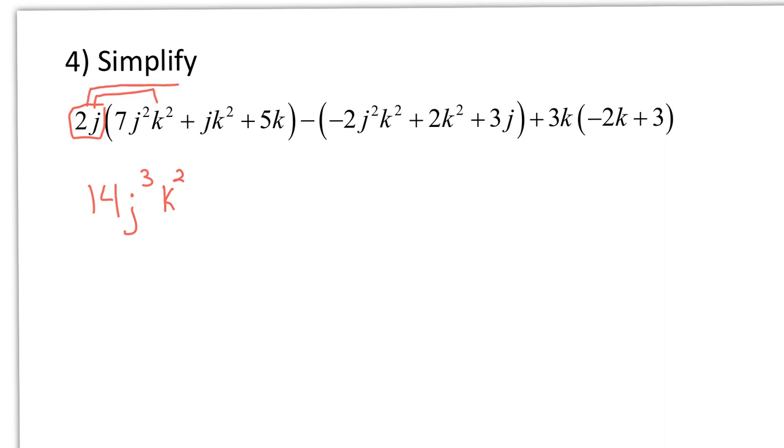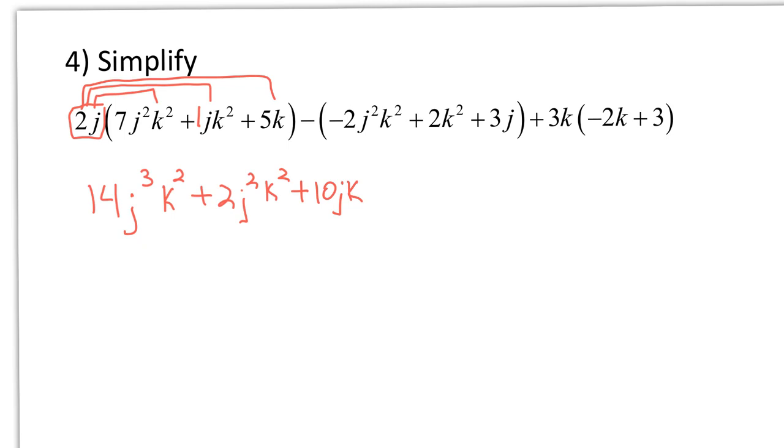Then you move on to the next one. 2j times j k squared. Well, this one has a 1 here. You multiply the numbers. 2 times 1 is 2. J times j is j squared. And you keep the k squared. So we do have a j and a j. That's j squared. And keep the k squared. Now you multiply this one times the next one. So 2j times 5k, that's going to be positive 10. 2 times 5 is 10. jk. Those are not the same variables, so you do not add the exponents.